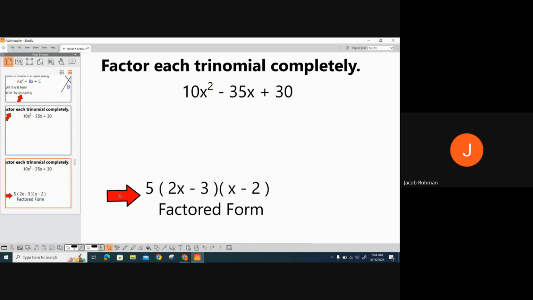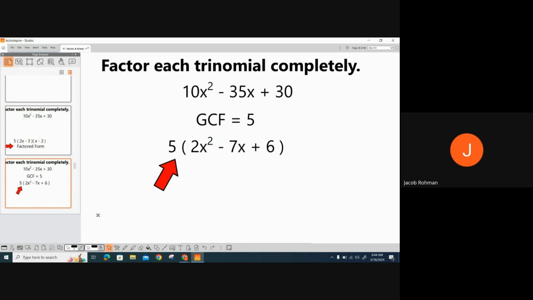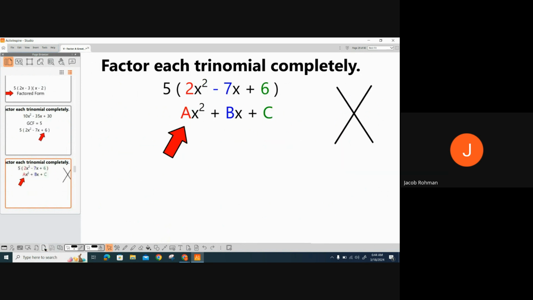And you can notice that there's going to be 3 factors: 5, binomial, binomial. And so now we look at number one, what's the greatest common factor? Well, the greatest common factor between these three terms is 5. And so when I factor out that 5, I'm left with 2x squared minus 7x plus 6. And so now that trinomial inside the parentheses, that's what we're going to look to make our x marks the spot, which is step number 2.